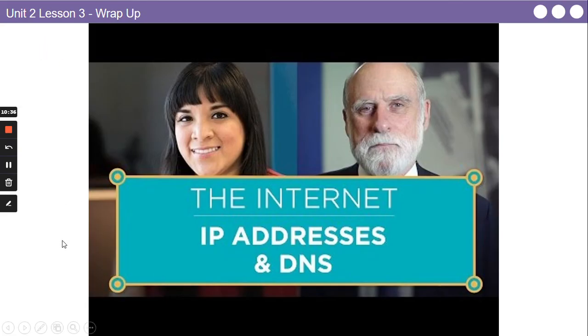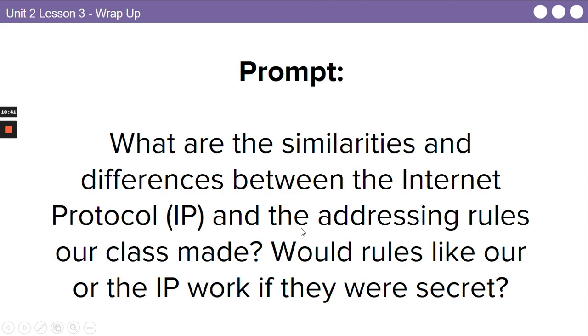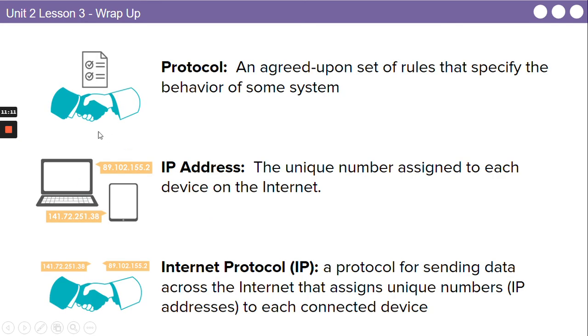But after the video, okay, let me move from the video. We go back to our journal and we're responding to this wrap-up prompt. What are the similarities and differences between the internet protocol, that's IP, and the addressing rules our class made? Would rules like ours or the IP work if they were secret? Okay, so you have some secret rules. Would they work if they were a secret? And it's saying, what's the difference between the rules of the IP?